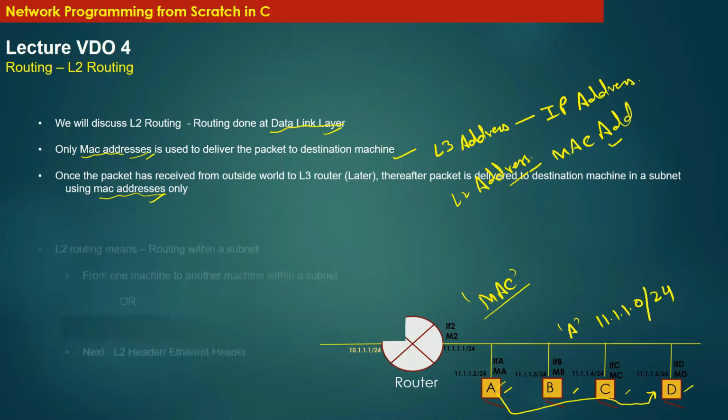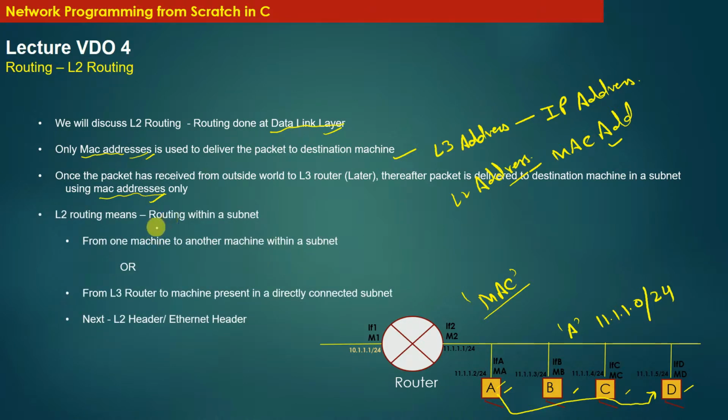So L2 routing means routing within a subnet. Routing within a subnet means source machine and destination machine both are present in the same subnet. L2 routing also means that the directly connected L3 router, that is the L3 router which is directly connected to the subnet, if this router wants to send a packet to any other machine which is directly connected to the subnet, then that also comes under L2 routing.